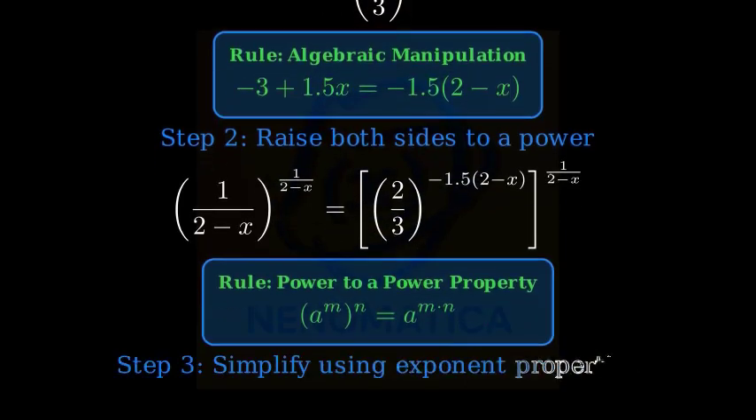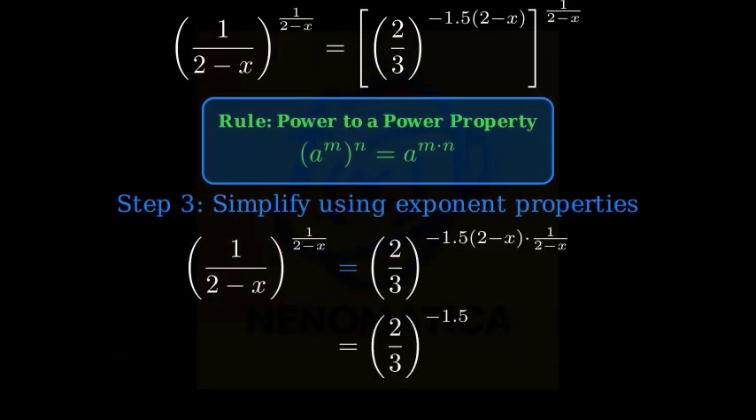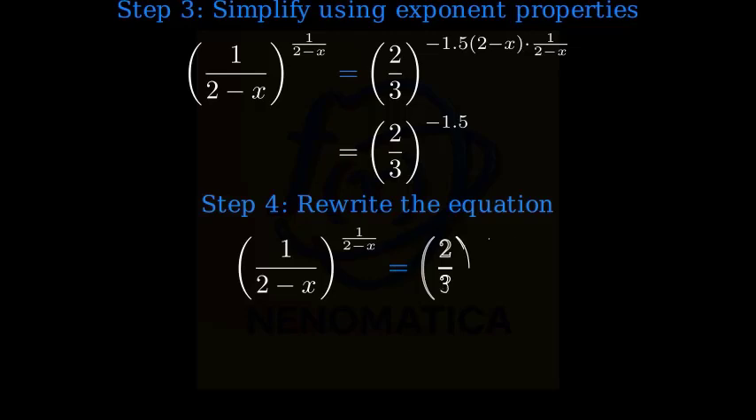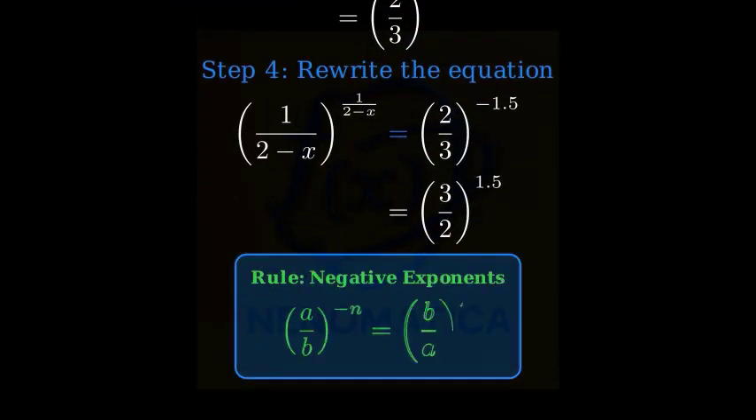Using the properties of exponents, we can simplify the right side. When we raise a power to another power, we multiply the exponents. So we get negative 1.5 times open parenthesis 2 minus x close parenthesis times 1 over 2 minus x. The factors 2 minus x cancel out in the multiplication, leaving us with negative 1.5. Let's rewrite our equation. The left side becomes 1 over 2 minus x to the power of 1 over 2 minus x. The right side is 2/3 to the power of negative 1.5. We can rewrite this as 3/2 to the power of 1.5.